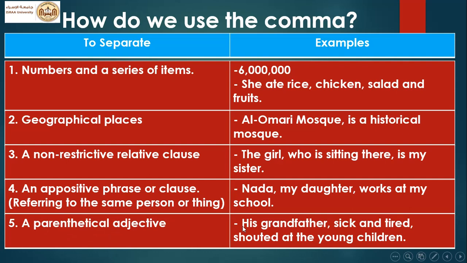5, a parenthetical adjective. A parenthetical adjective means that you are using adjectives to describe somebody or something or anything. Look here at the example. His grandfather, comma, sick and tired, comma, shouted at the young children. That means grandfather was sick, was tired, and he shouted at the young children. We placed sick and tired, which are the adjectives that describe grandfather, between commas, okay, to separate grandfather from the following words.